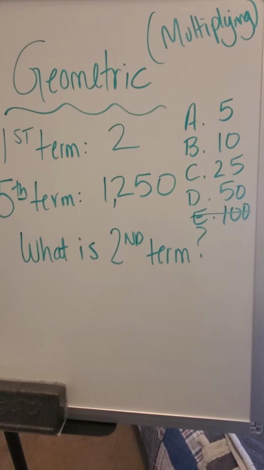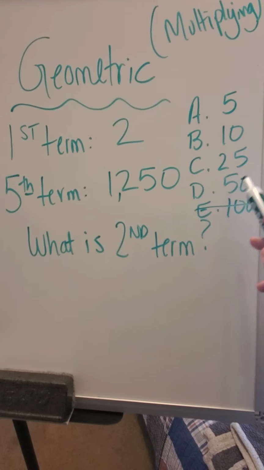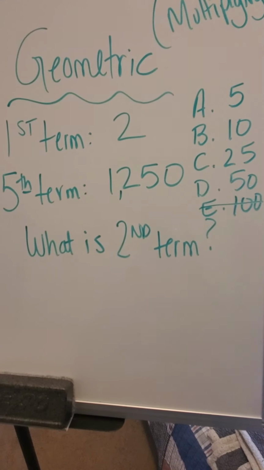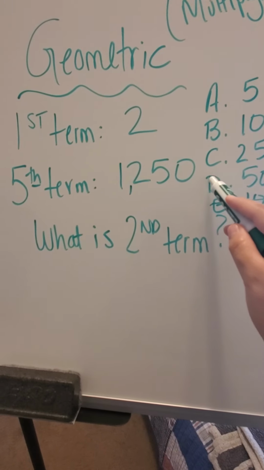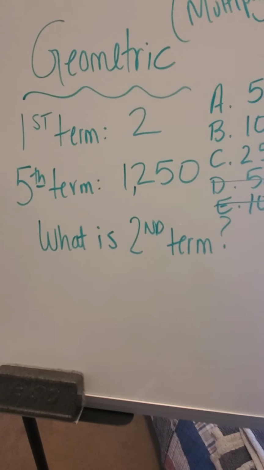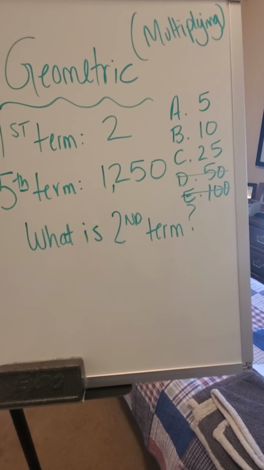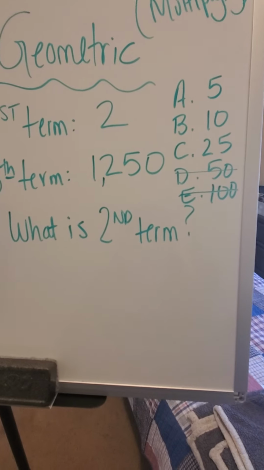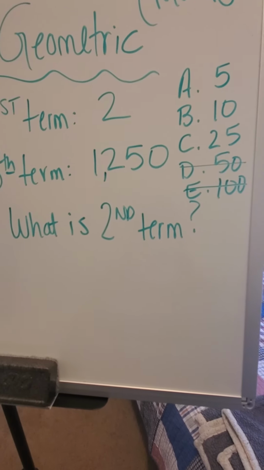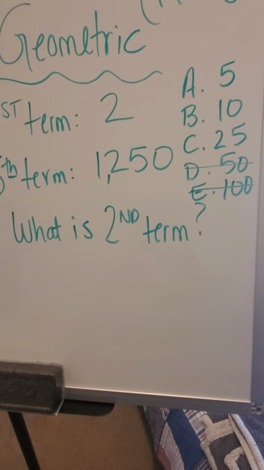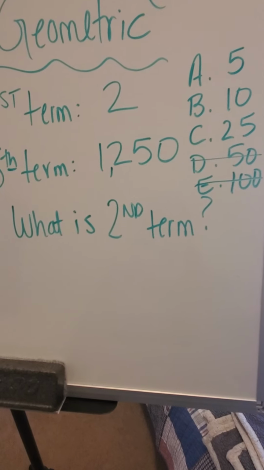While we're at it, we can rule out D as well, because I'd have to say 2 times 25 to give me 50, and 50 times 25 would give me my third term, and then times 25, my fourth term would be bigger than my fifth term. So I can rule those out. And then on to C, 25: if I try that, 2 times 12.5 would give me 25, and I'm going to end up with a number that's way too big again.